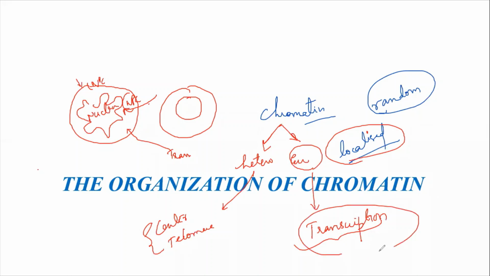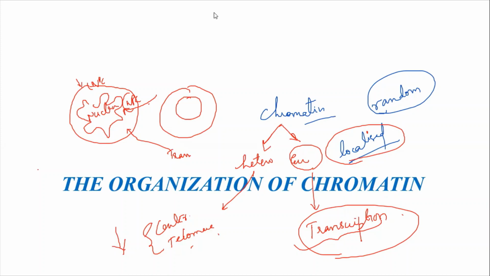So the euchromatin region should be positioned in such a way that the proteins are accessible to this region, whereas centromere and telomere do not take part in gene expression. So there the involvement or requirement of protein is less. Are you able to follow? Akshay, understood now? Yes, ma'am.